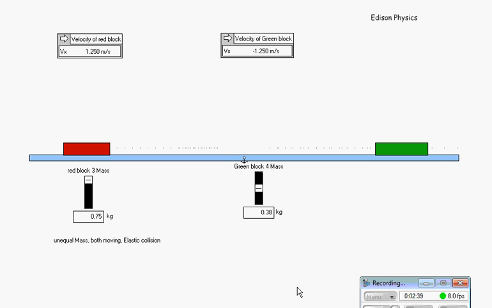For this collision, we have an elastic collision, both carts moving. The red block has about twice as much mass as the green block. Let's see what happens in this case.